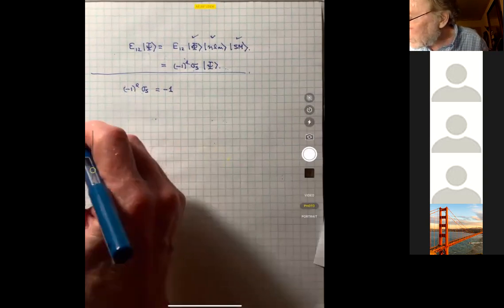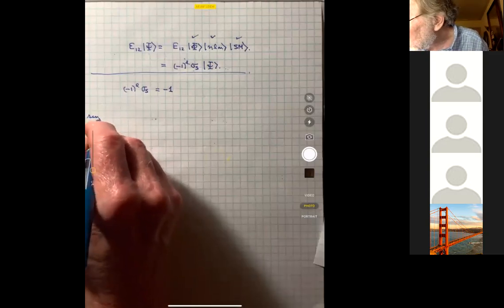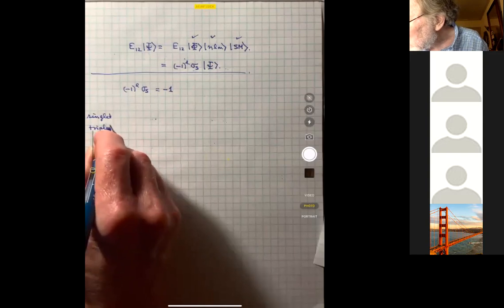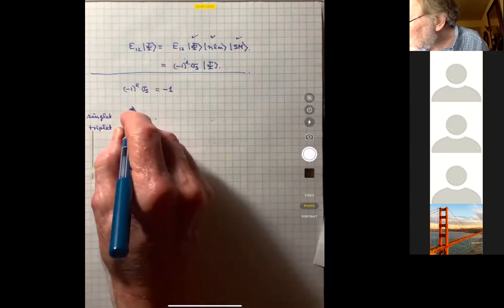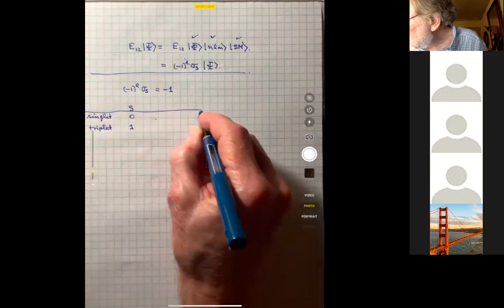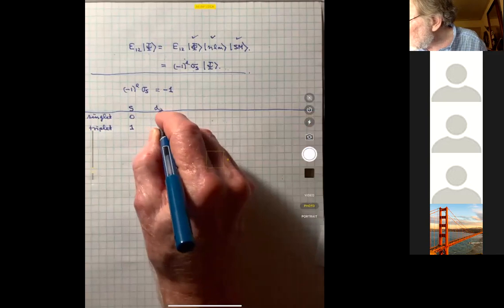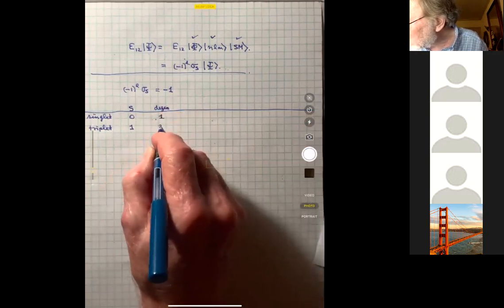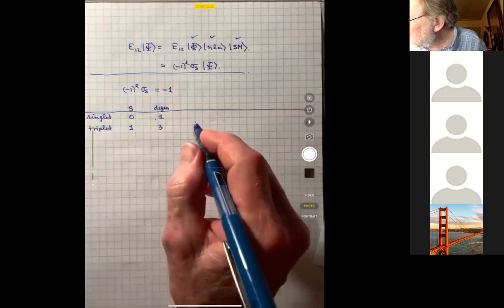In fact, we can arrange this in a table here. Let's write singlet and triplet, and let's write out the possibilities. The spin value S is 0 for singlet and 1 for triplet. Let me make a table. The degeneracy, by which I mean the number of magnetic quantum numbers, is 1 for singlet and 3 for triplet. Of course, that's where the name comes from.